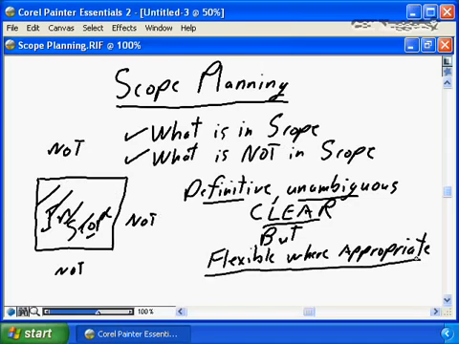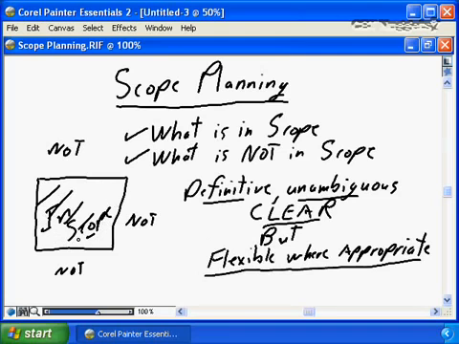A concern we have is, in order to make our project flexible, in order to ensure that our project can be adaptable to changing business requirements, where appropriate, your scope statement also needs to be flexible. So you don't need to nail down unnecessary details that truly do not impact the definition of what is in scope and what is not in scope.